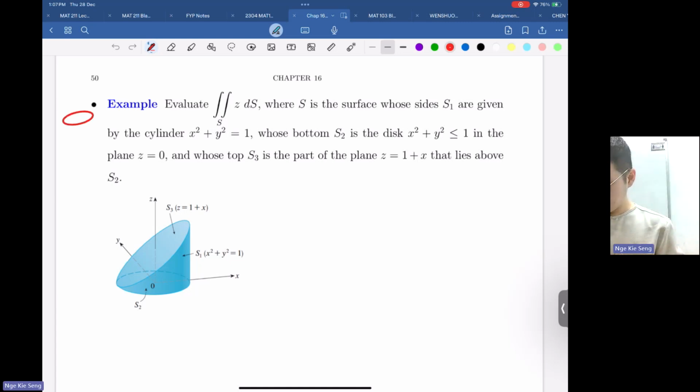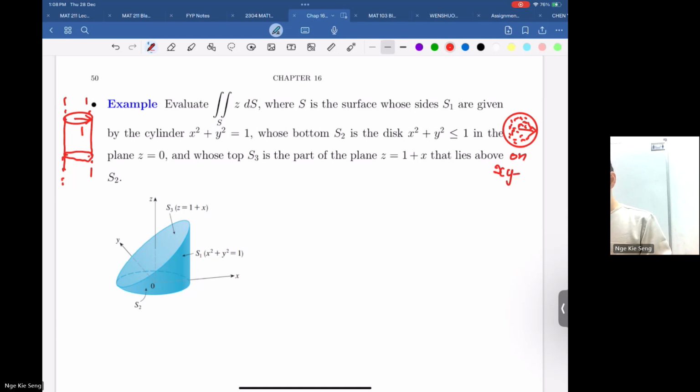So first you have a cylinder, an infinite cylinder, right, with radius 1. Second, you have a circle with radius 1, and then you take everything inside, less than or equal to 1, in the plane z equals 0, meaning on the xy plane. And then the top part is what? The top part is the plane z equals 1 plus x.